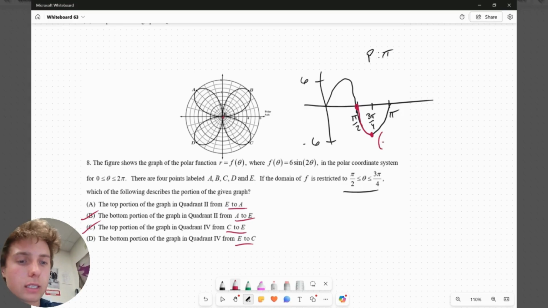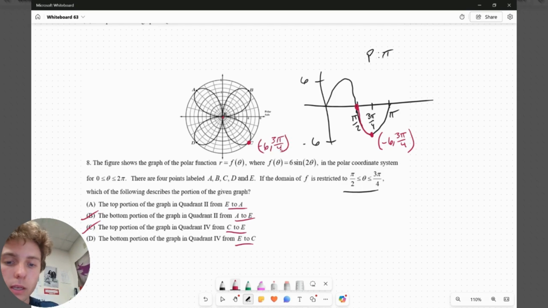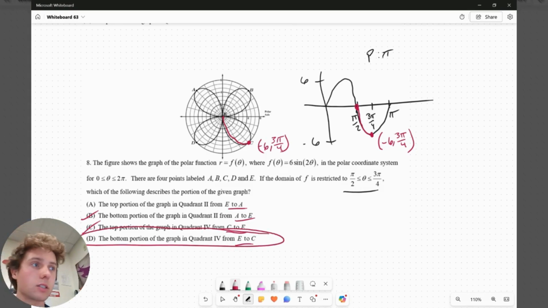Again, a coordinate is not a bad idea. Negative 6 comma 3 pi fourths. Where is that? We'll go to negative 6, rotate 3 pi fourths. Well, this would be 1 pi fourths, 2 pi fourths, 3 pi fourths. Now you can find your answer. If we restrict the domain, we must go from E out to the coordinate C, and we get answer D.